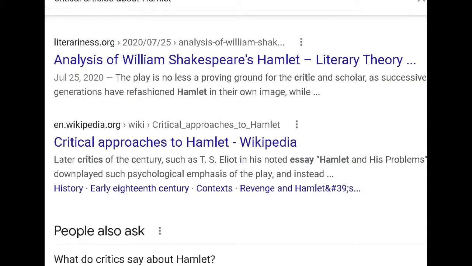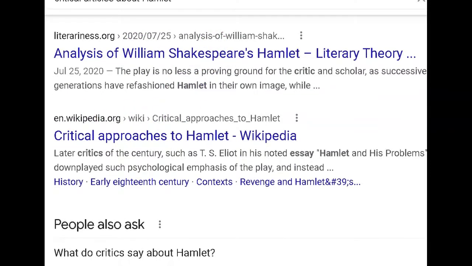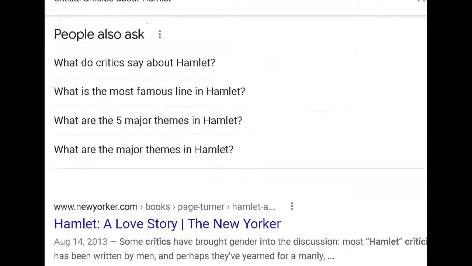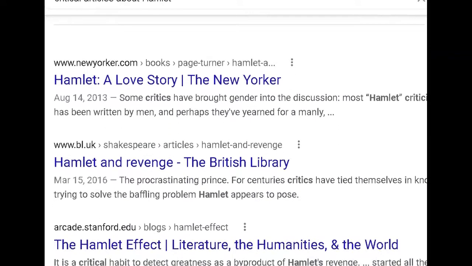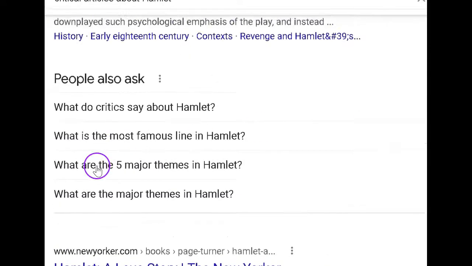We go on down, literaryness.org. Well, all right, that's okay. Wikipedia, can't use that, although if we have to, we can go to Wikipedia and see what sources they use. But gosh, there's so many things written down about this. Now here are some major themes. If I'm looking for the theme, let's just see what happens there.